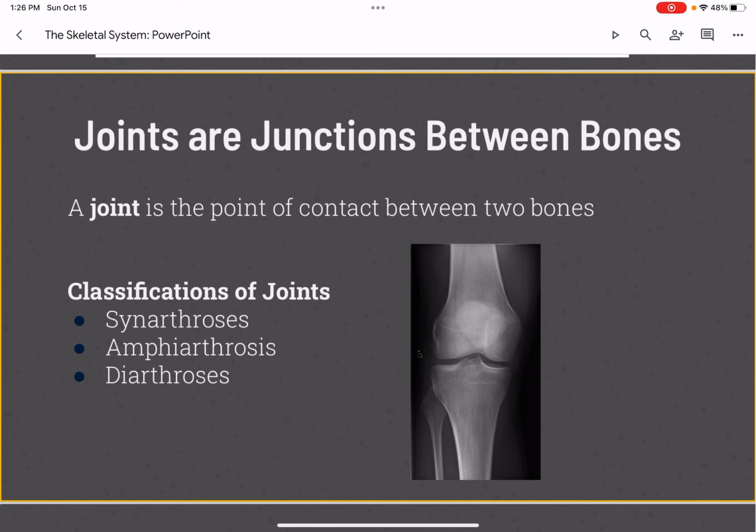A joint is a point of contact between 2 bones. There are 3 classifications of joints. Synarthrosis connects bones by means of a thin layer of fibrous connective tissue that may be replaced by bone in an adult. An example is sutures that join skull bones. Amphiarthrosis permits slight movement and helps absorb shock. In this type of joint, the bones are joined by cartilage. So for instance, the joints in the vertebral column.